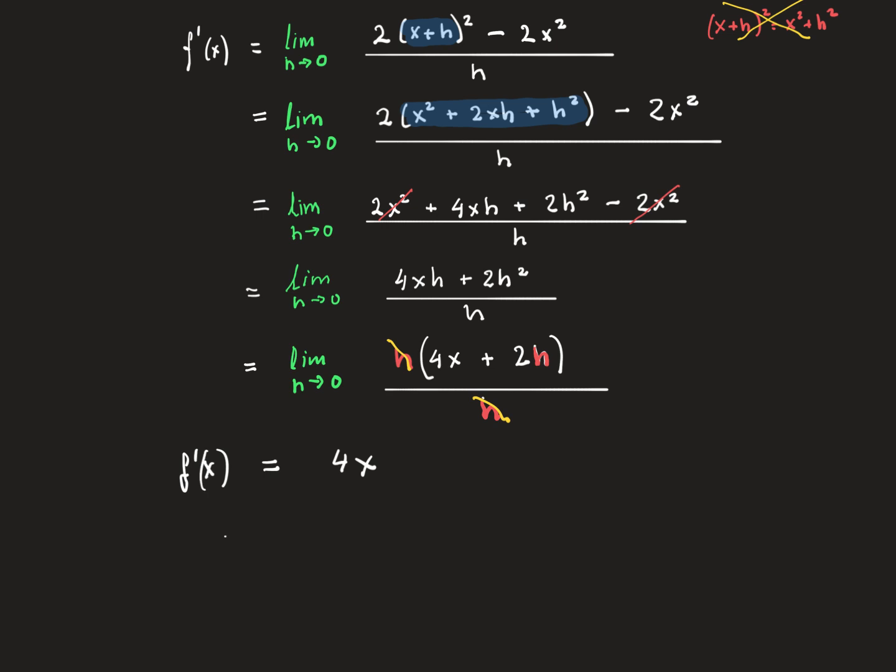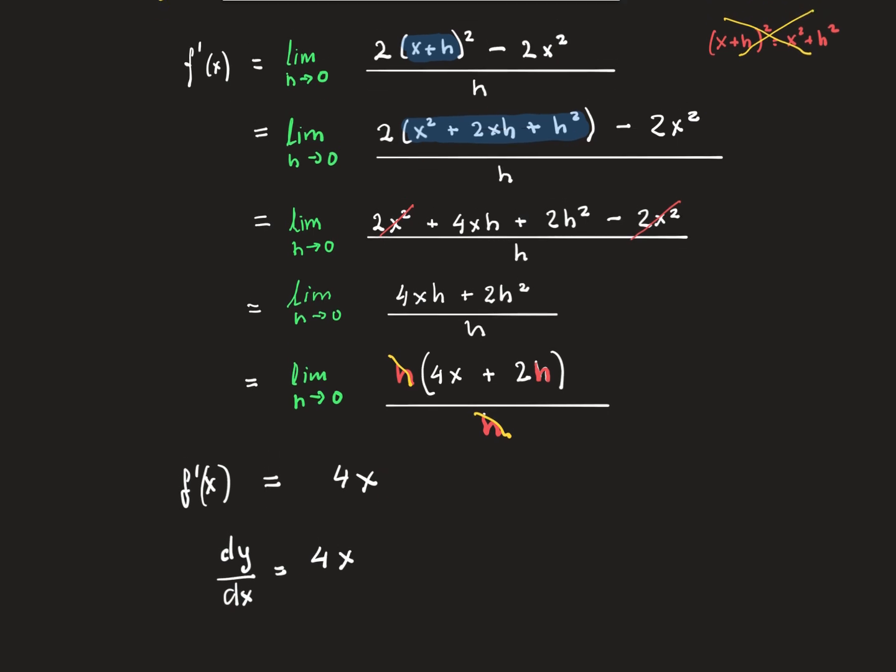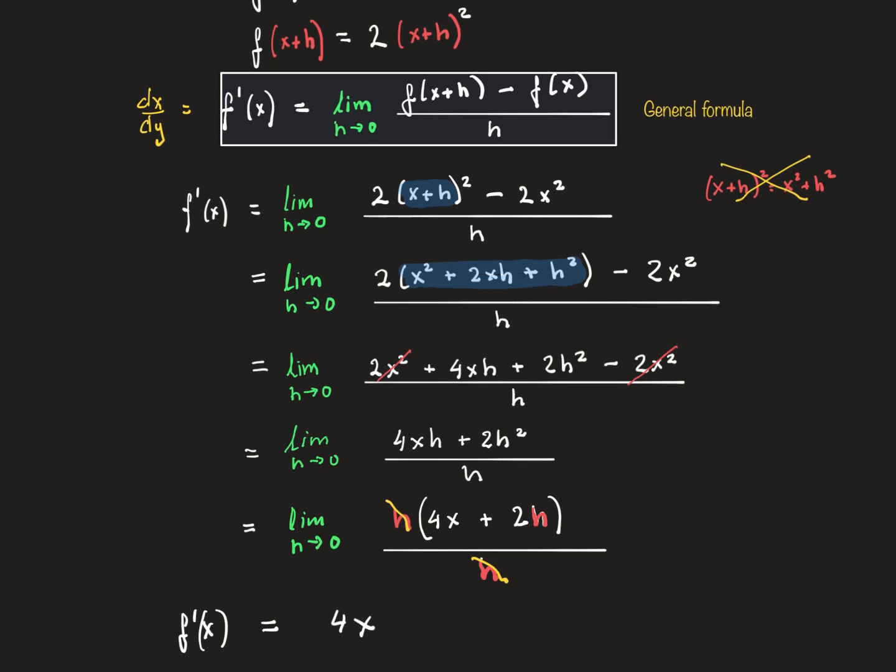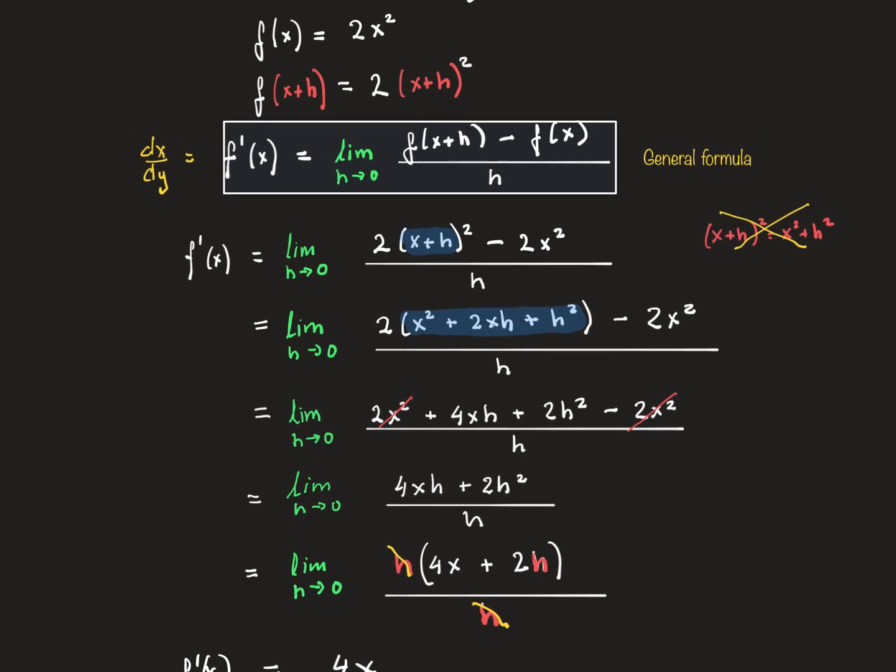You may want to now write it as dy/dx is equal to 4x. Either way, this is going to give you a mark, the answer. The method itself is also going to give you a mark, and the fact that you wrote the general formula is giving you the third mark. There are 3 marks in here.